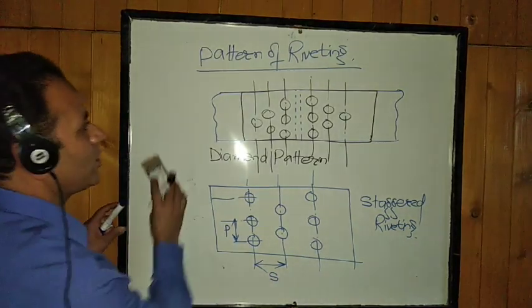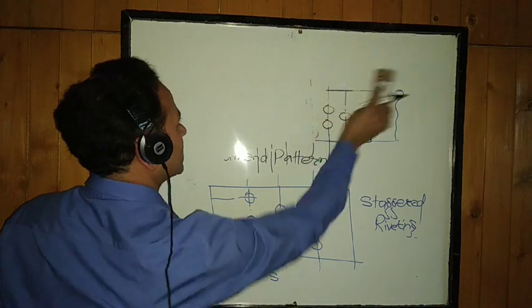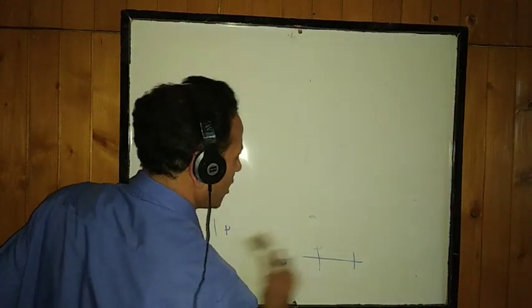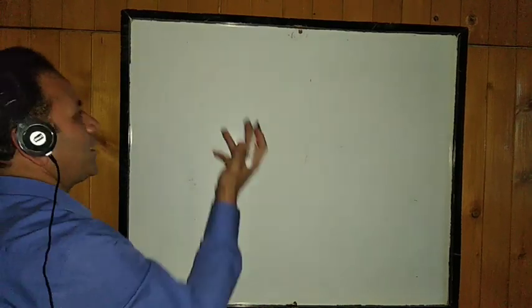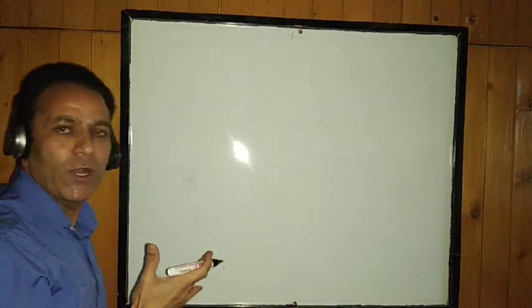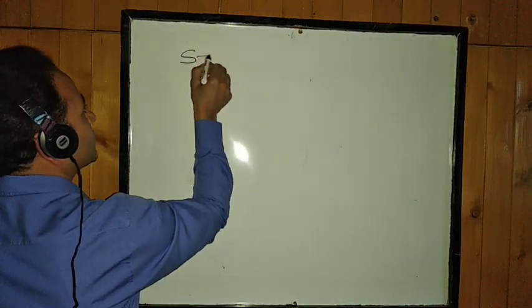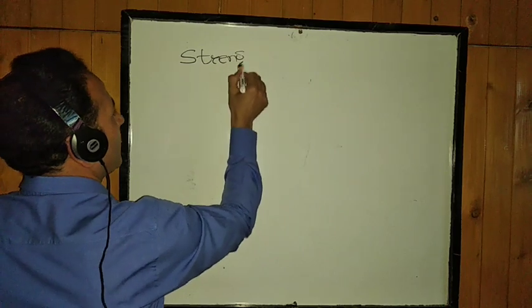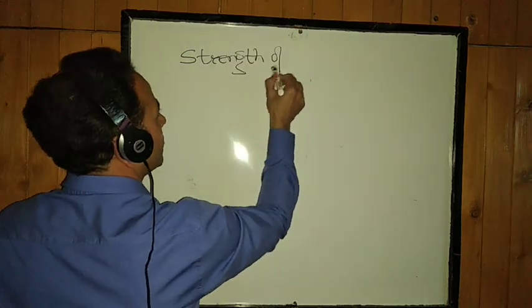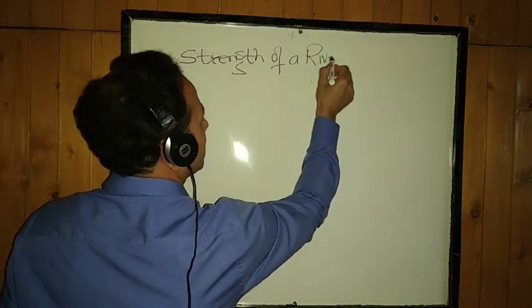So we may provide any of the patterns depending upon the case. We may use chain riveting, staggered riveting, or a diamond riveting pattern. Ultimately, we have to see how much load our riveted connection is resisting. So we come to the strength part. Strength of a riveted connection.